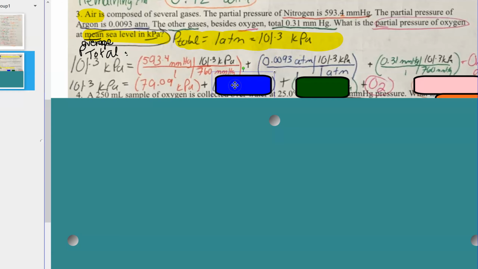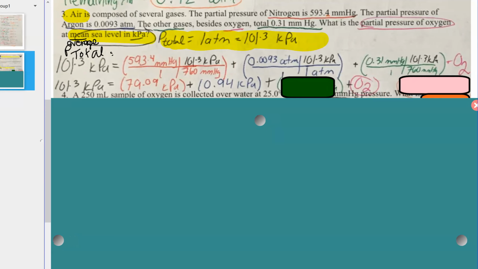For argon, we should have gotten 0.94 kPa. For the others, we should have gotten 0.0041 kPa, plus the missing oxygen. See how this is just the same thing? We've just put it all in the same terms. We're comparing apples to apples now instead of apples and oranges. So total equals all these pieces plus an unknown. How do we get that unknown by itself? Subtract. So take some time right now. Take 101.3, subtract 79, subtract 0.94, subtract 0.04, and add them all, or subtract them. What do you get? You get 21.229.